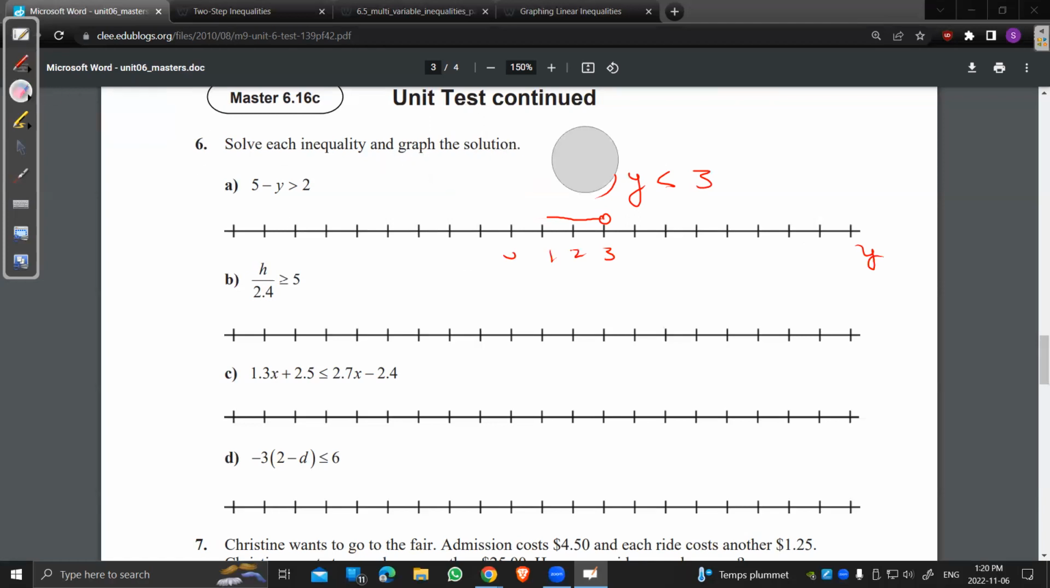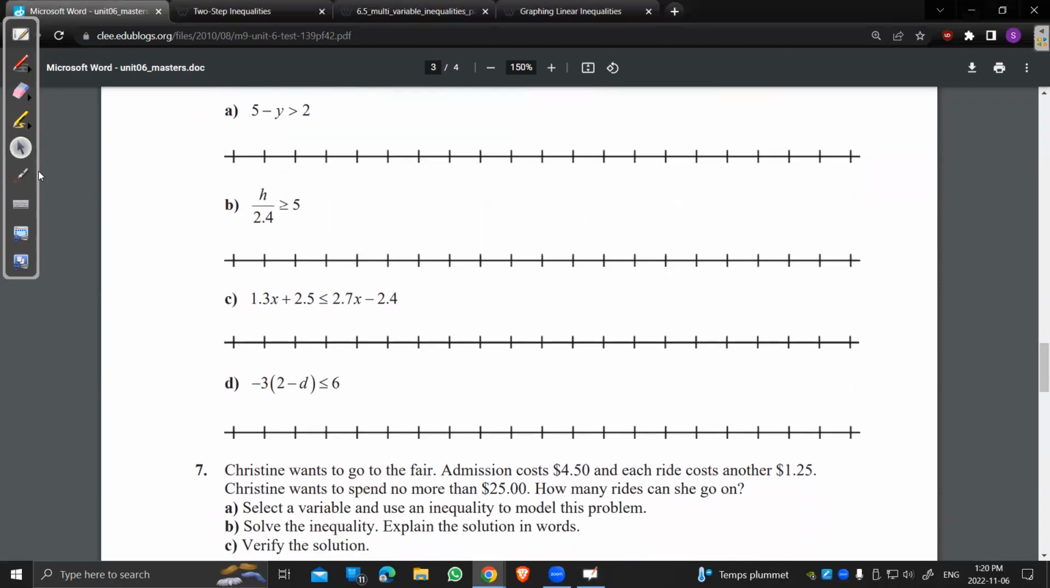Easy, easy. B, you just multiply both sides by 2.4 and you're done. What about C? What's the game plan for C? Subtract 2.5. Yeah, that's going to work. So it's going to be 2.7x. Negative 2.4 minus 2.5 is negative 4.9. Now what?